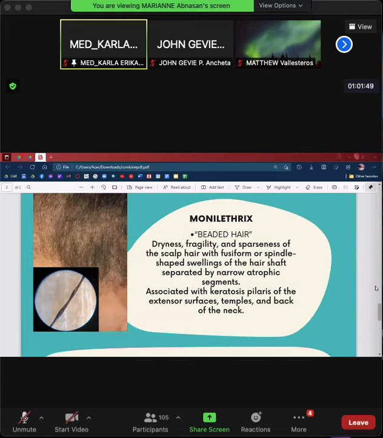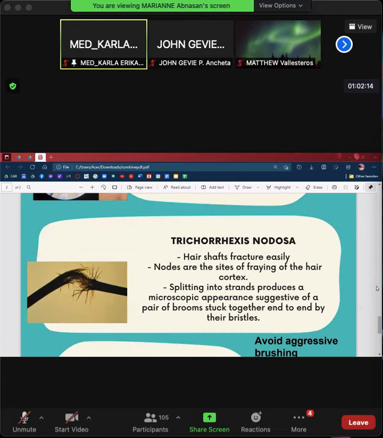The second one is the monilethrix, or what we know as beaded hair. The dryness, fragility, and sparseness of the scalp hair with fusiform or spindle-shaped swelling of the hair shaft separated by narrow atrophic segments. So these are associated with keratosis pilaris of the extensor surfaces, temples, and back of the neck.